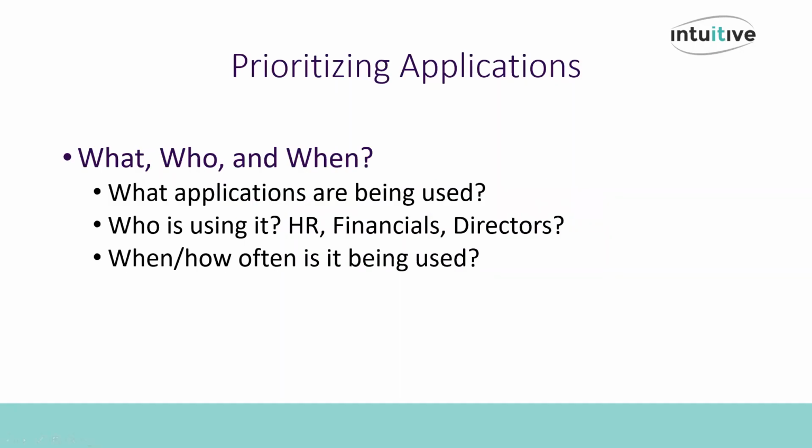All right, so let's talk about prioritizing your applications. We'll look at the what, the who, and when. The what is going to be your first step. Your first step would be to inventory the environment and collect all used applications. Once the list is compiled, then you can, with the help of the stakeholders, determine what needs to be moved to the new environment.